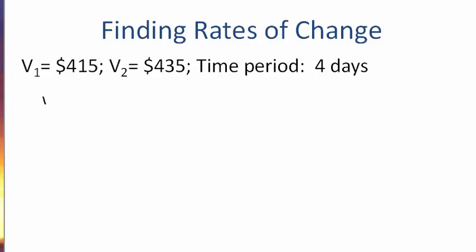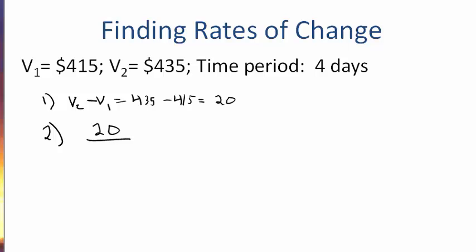So let's do this step by step. We know that step 1 is to find the change in the values. So that's going to be V2 minus V1. That's $435 minus $415. That's the change, and that gives me $20. I put an equal sign here when I really wanted a minus sign. Sorry about that. Fix that. V2 minus V1.